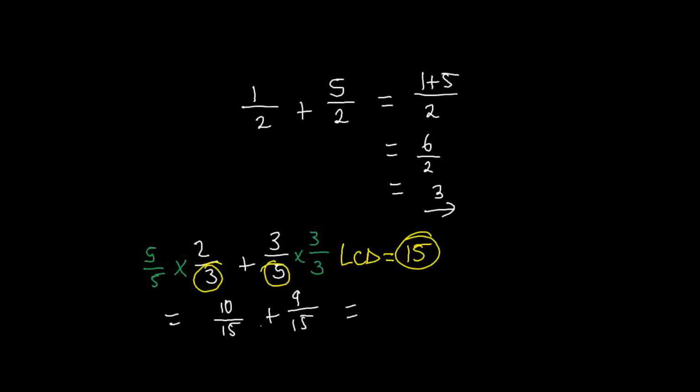At this point, because the denominators are the same, my answer will have that common denominator of 15. So it will be 10 plus 9, which is equal to 19 over 15. If I can simplify that, that'll be great. If I cannot, then it's just 19 over 15, and that is my final answer.